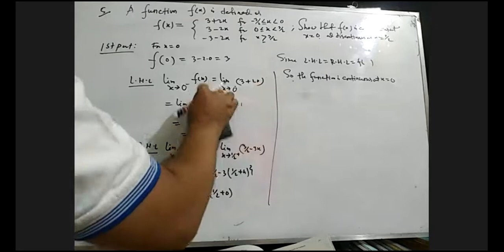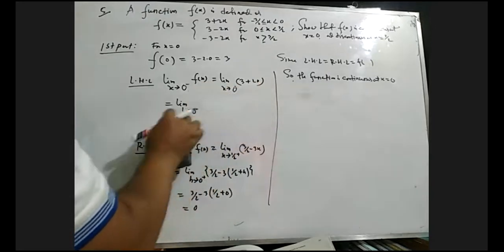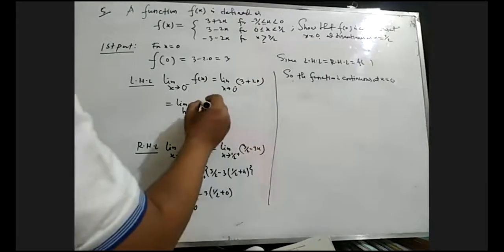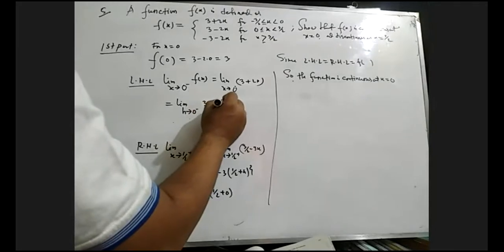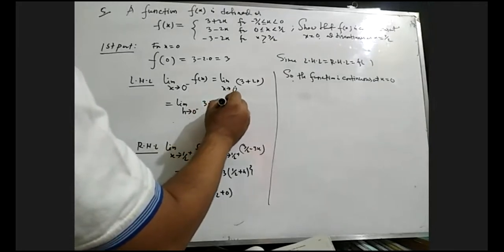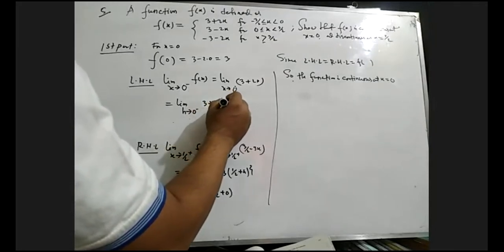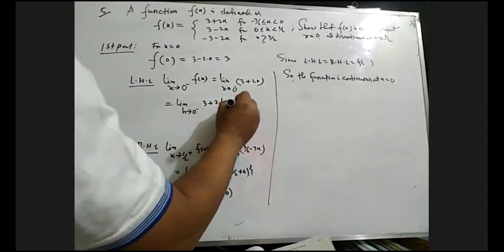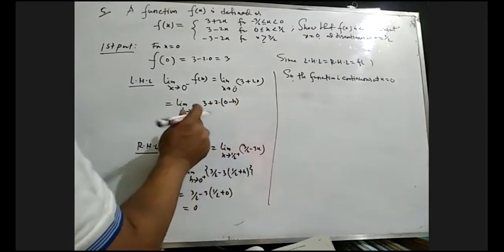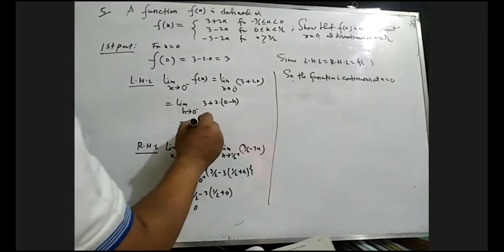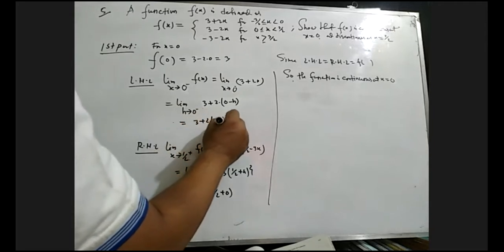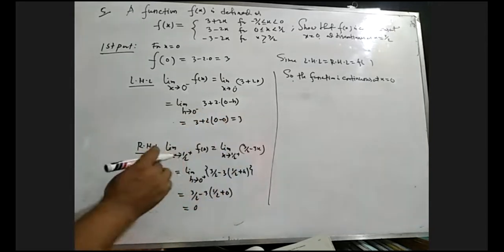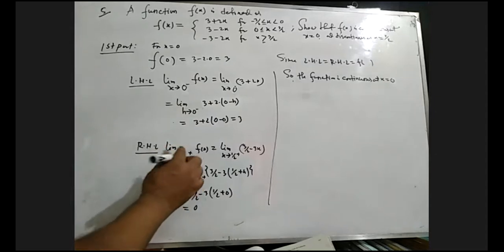Now using the a's definition, 2 into a minus x. a means 0 minus x. Now putting a's values, this equals 3. Similarly, right hand limit, what would be?